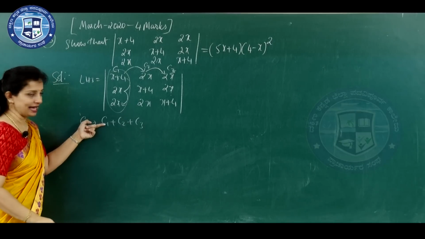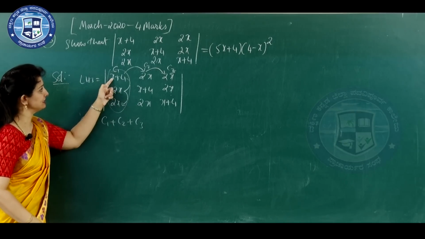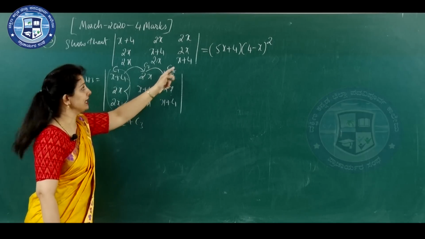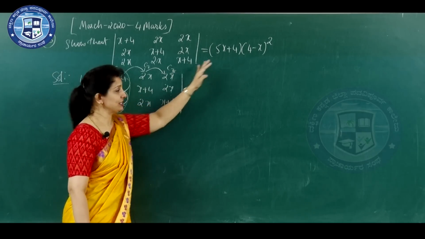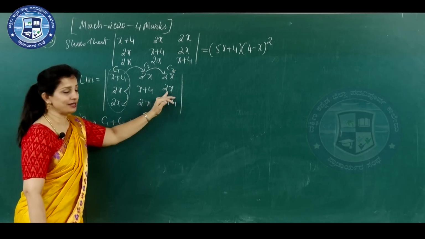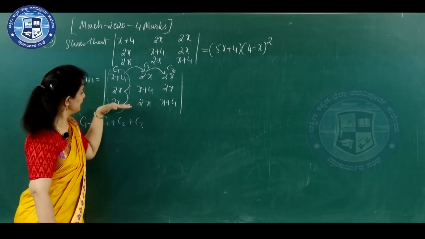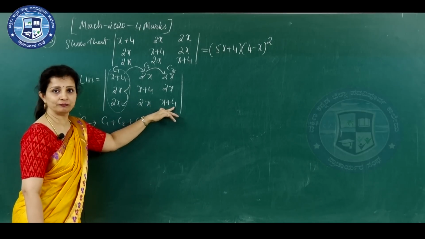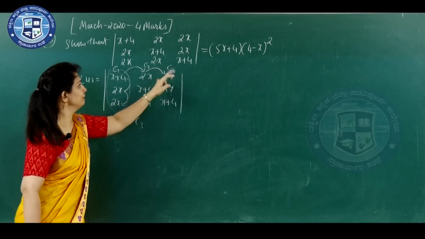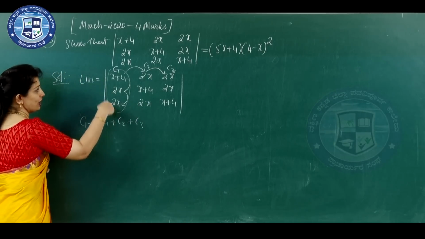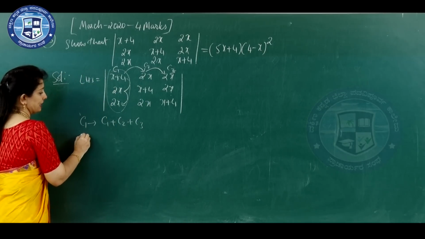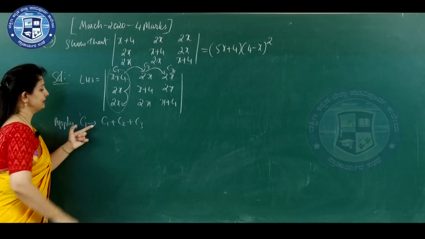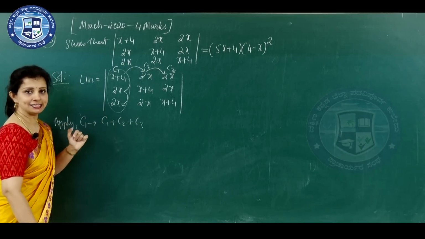First column elements implies C1 plus C2 plus C3. C1: x plus 4 plus 2x plus 2x, we will get 5x plus 4. Similarly, 2x plus 4 plus 2x, again 5x plus 4. Third row also the same, 2x plus x plus 4, we will get 5x plus 4. So, first column elements we are going to change as apply C1 implies C1 plus C2 plus C3.